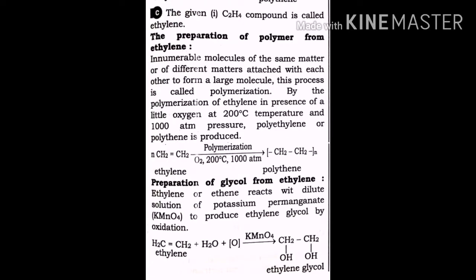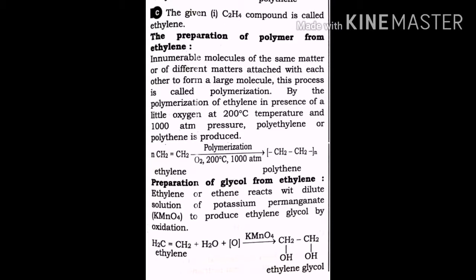In question 3, preparation of ethylene glycol and polymer from compound 1, C2H4. C2H4 is ethene or ethylene. Preparation of a polymer from that reaction is called a polymerization reaction. Molecules of a small substance or different substances attached to one another to form a large molecule is called polymerization.